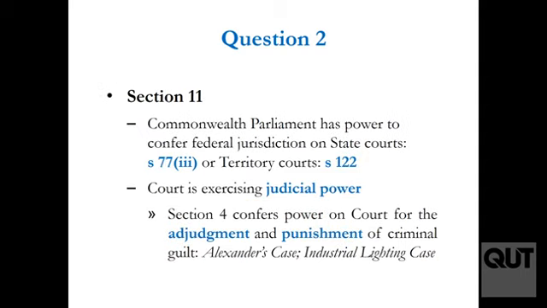I want to work through each of these provisions fairly quickly. Again, this is the logical way to work through a question like this if it was an exam question. So Section 11, it says the Commonwealth Parliament has power to vest jurisdiction in state courts under Section 77, subsection 3, or territory courts under Section 122. Okay, so this is not a live issue here.